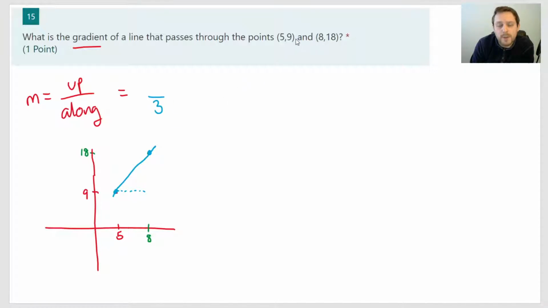And how far up do you need to go from 9 to 18? How far up have we gone to go from 9 to 18? This distance here will be 9 up to 18. Well, of course, that's 9 up, isn't it? And so, okay, what's 9 divided by 3? Okay, so it's 3. So the answer is just 3. So a little sketch can help you with a question like this.